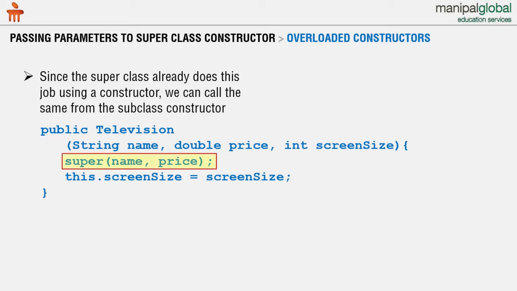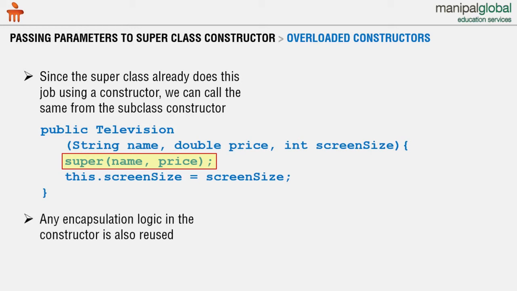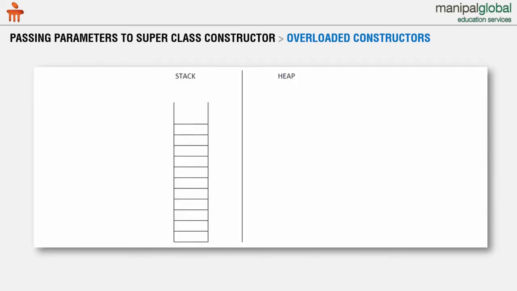Now, super is the way to call the constructor. You can treat that as a method call, but it looks for a string and a double constructor in this example. So any encapsulation logic, such as validation logic, can also occur in the constructor call, which we just reuse now. Otherwise, we had to do that twice. We should check the name and price before we supply them, but instead we are making use of the code already available in the superclass constructor. So if name is null or price is less than 0 or something, the superclass constructor might create some problem.